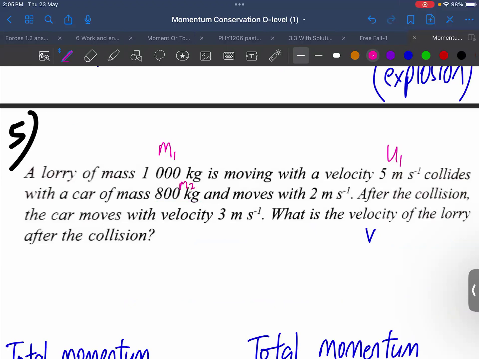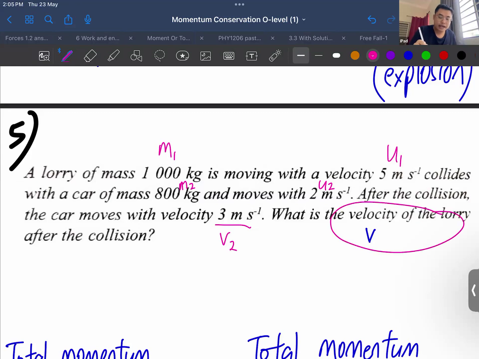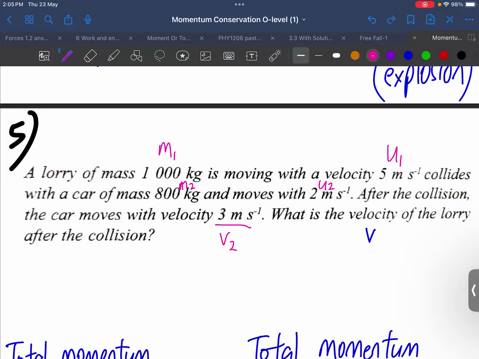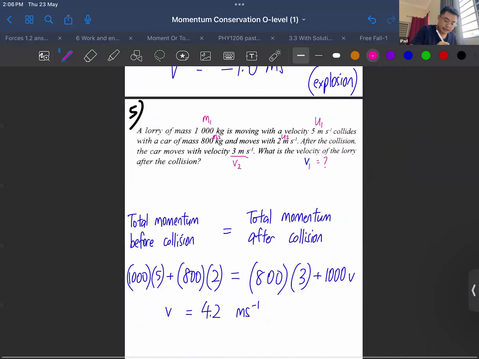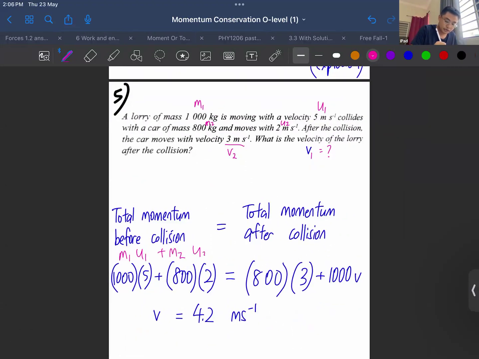U2. And then this one, V2. What is the thing that we are going to find in this question? V1. So in this question, they were asking us for V1. So we simply list down M1 U1 plus M2 U2 equals M1 V1 plus M2 V2, and then we simply plug in the values correspondingly. Are you okay?